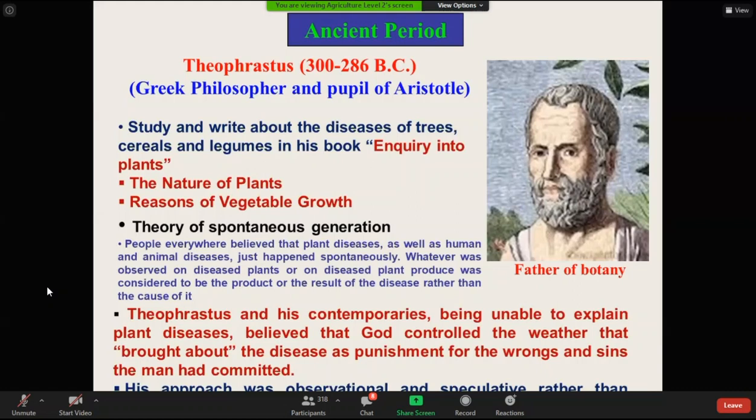Whatever was observed on the diseased plant was basically produced to be the product, or as a result of the product of the disease.